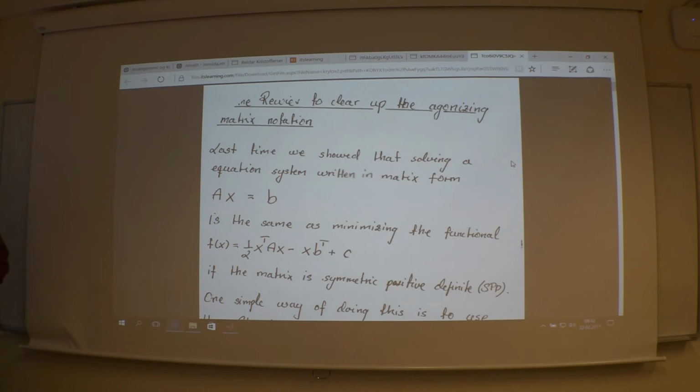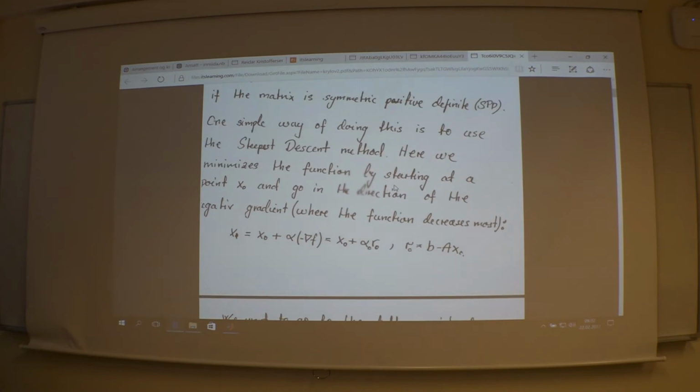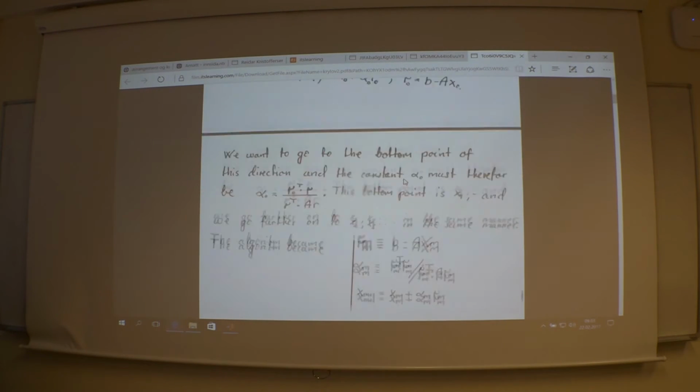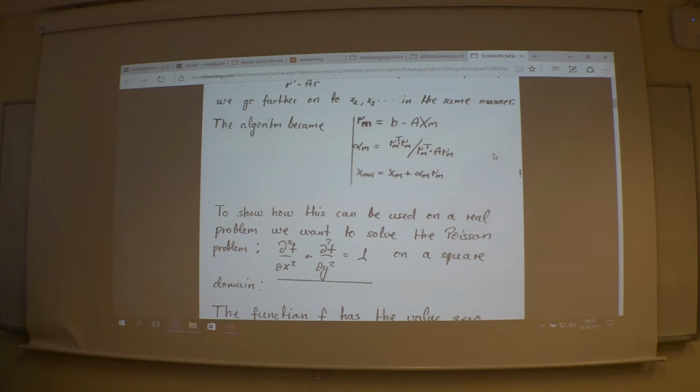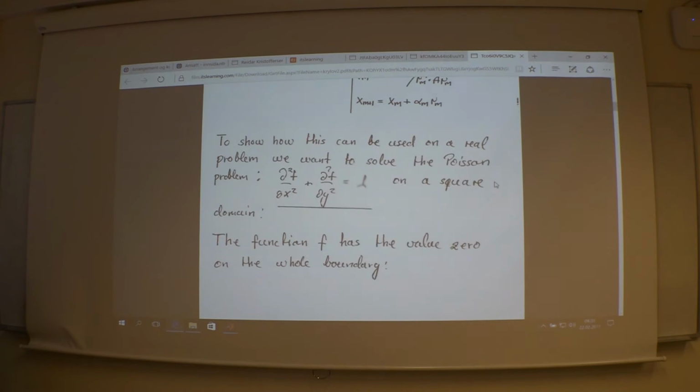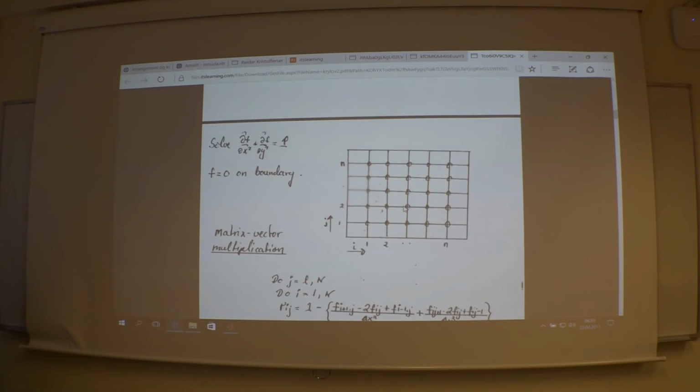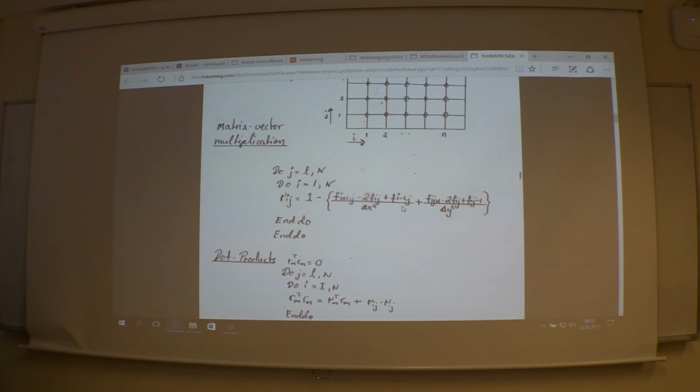So here we have our equation system, our functional to be minimized, and the steepest descent. Fairly easy logic behind it, but sadly, no, it's not so efficient. So it was not the best.